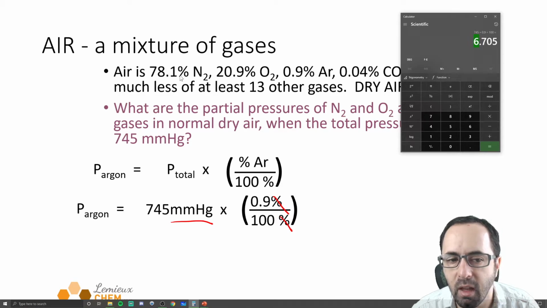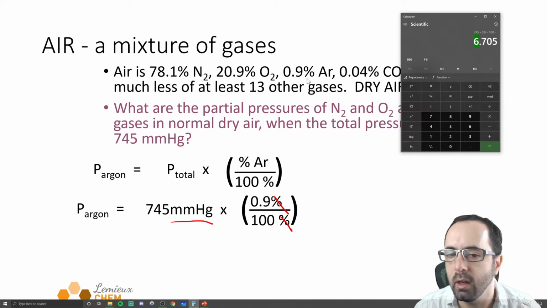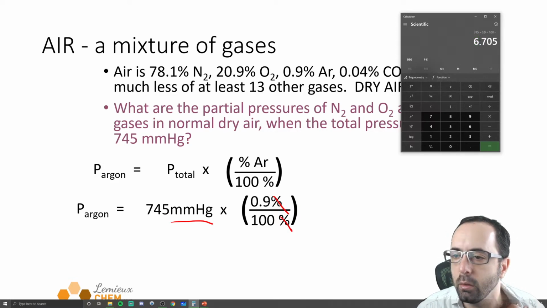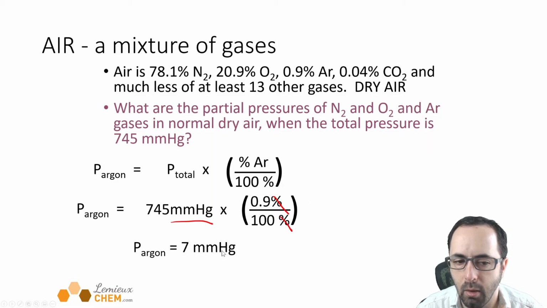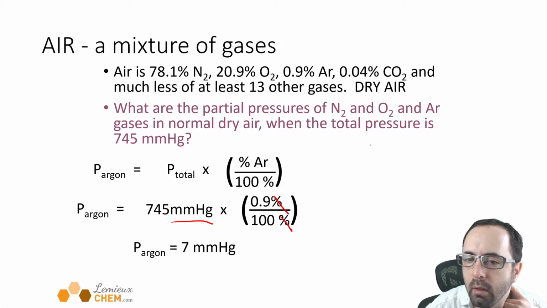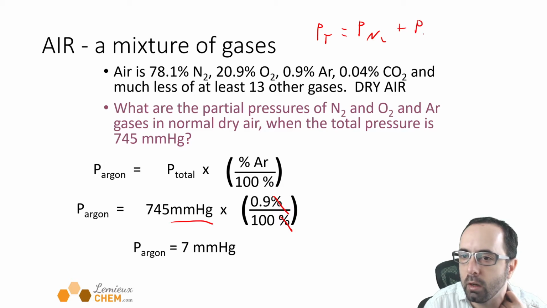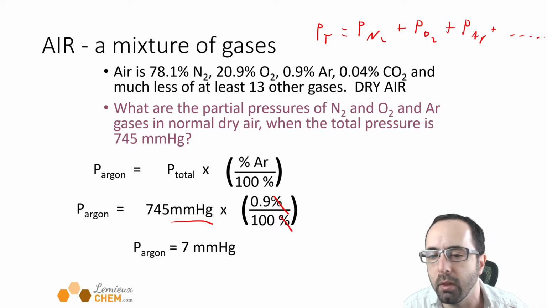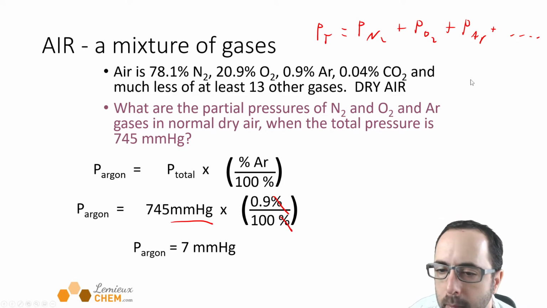Notice here the 78.1 for nitrogen had 3 sig figs. The 20.9 for oxygen had 3 sig figs. The 0.9% for argon only has 1 sig fig. So we're going to state this result with one sig fig, 7 millimeters mercury. Now, remember that the total pressure should be equal to the partial pressure of nitrogen plus the partial pressure of oxygen plus the partial pressure of argon plus the partial pressure of all the rest. But those tend to be a very, very small amount, so we can kind of ignore them. They're going to be less than 1 millimeter mercury.